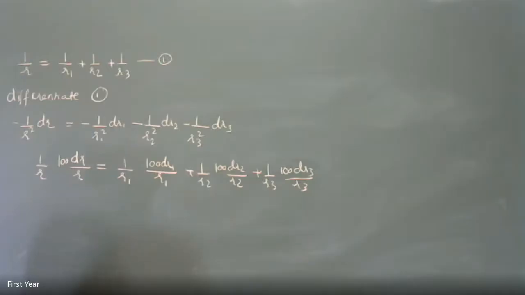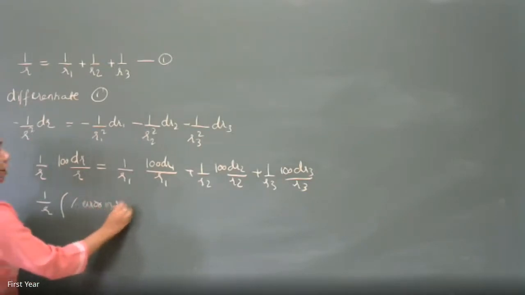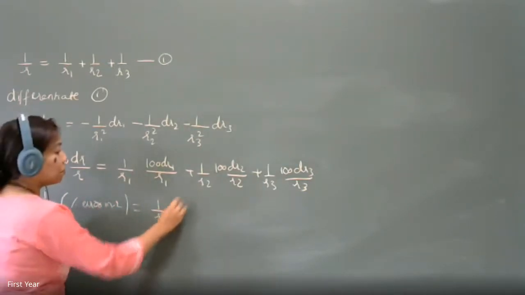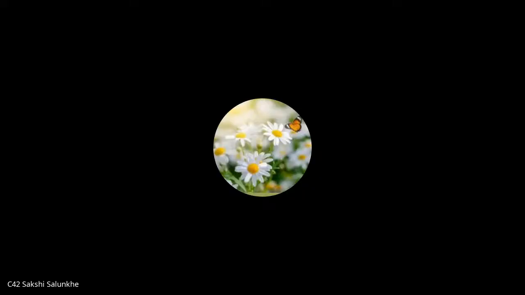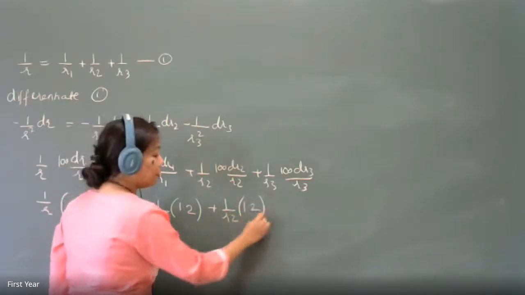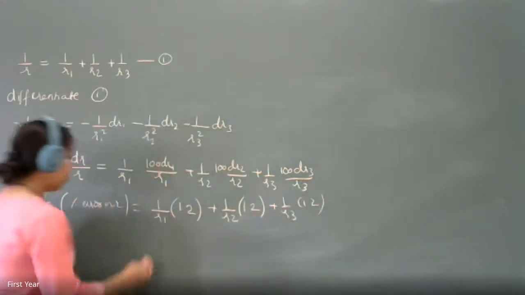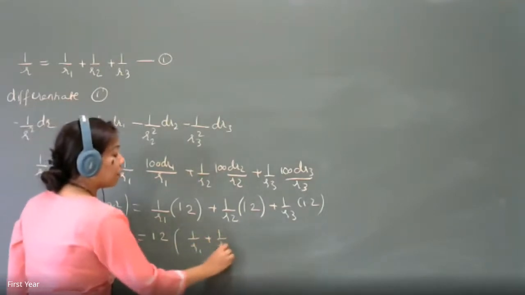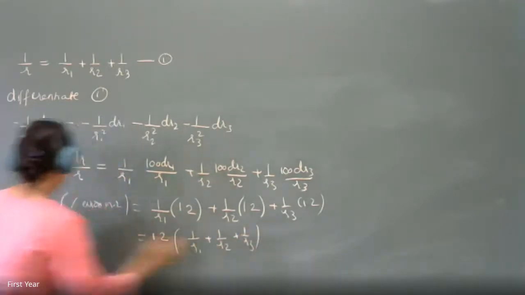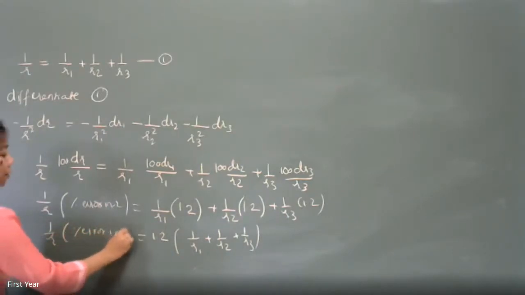Now we are given this 1 by R, let it be as it is. This is percentage error in R is equal to 1 by R1. What is the percentage error in R1 given to be? 1.2. Percentage error in R2 is also 1.2. And percentage error in R3 is also 1.2. So you can take 1.2 common. What will remain? 1 by R1 plus 1 by R2 plus 1 by R3. And this side we have 1 by R into percentage error in R.